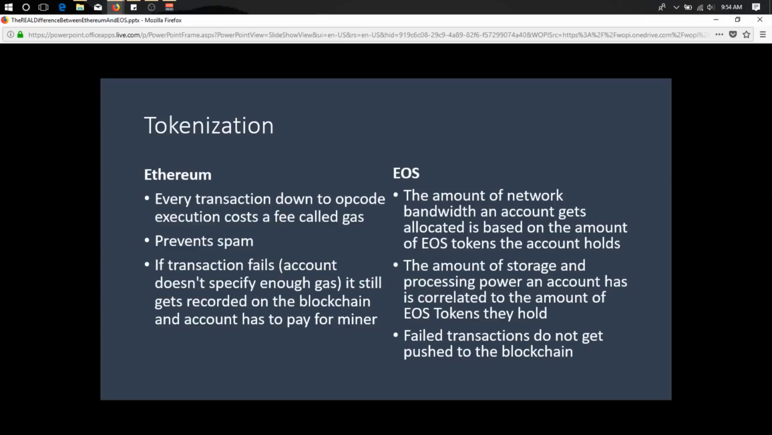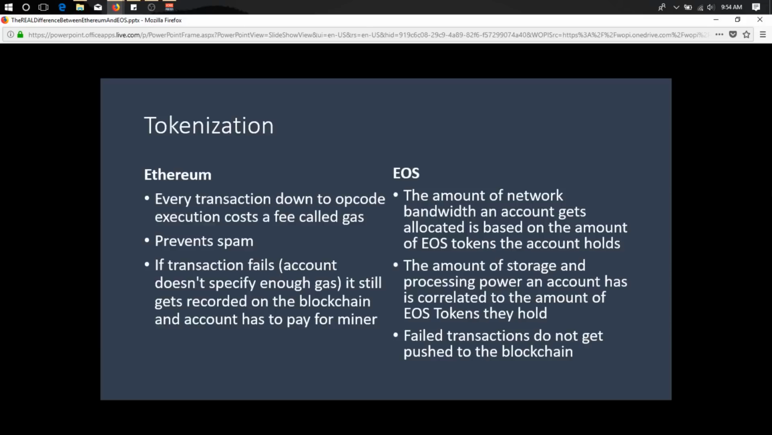Unfortunately, it also means that contracts cannot perform infinite loops, i.e., programs can't run forever because they will eventually run out of gas. Also, if a transaction fails, it still gets recorded on the blockchain and the account still pays for the transaction because a miner still mines the failed transaction. As an example, even if an account doesn't specify enough gas, the transaction will fail. Ethereum wants to keep a record of everything, including failures on its blockchain.